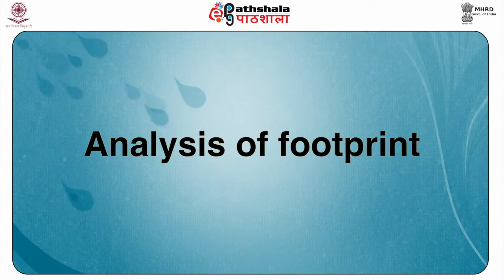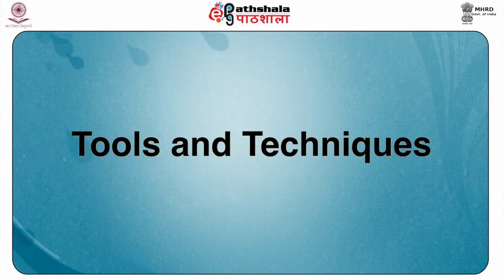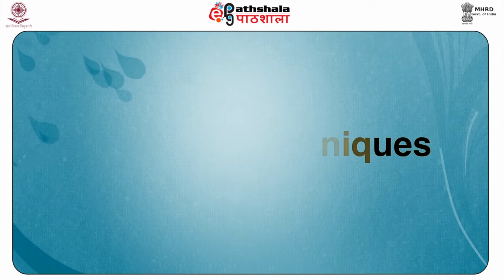Now let us analyze the footprint. Detection, documentation, photography and collection of imprints and impressions occur in relation to crime scenes of many types. Analysis of impression evidence is typically performed at a public crime laboratory or a private laboratory by an experienced examiner. Now, the tools and techniques which are used for this method.